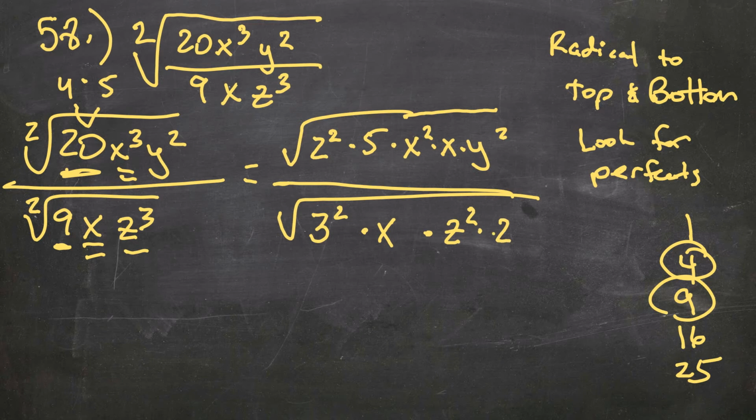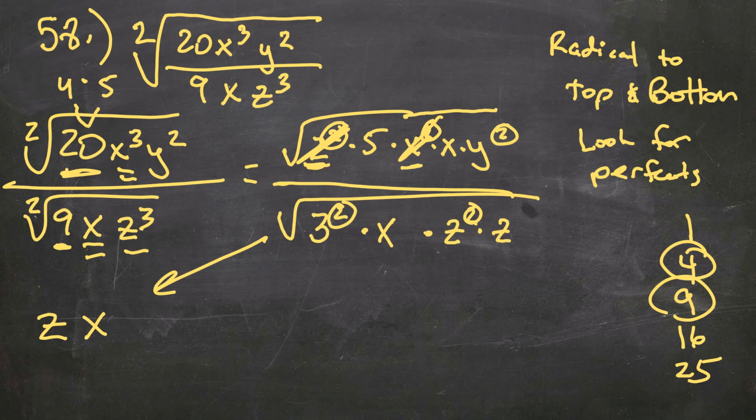Z squared times z. Now anything with a little 2 gets to leave the radical. Alright? So z gets to leave the radical. So the top turns into z on the outside. X gets to leave the radical. Y squared, y gets to leave the radical. And that leaves me with 5 and x inside the radical.